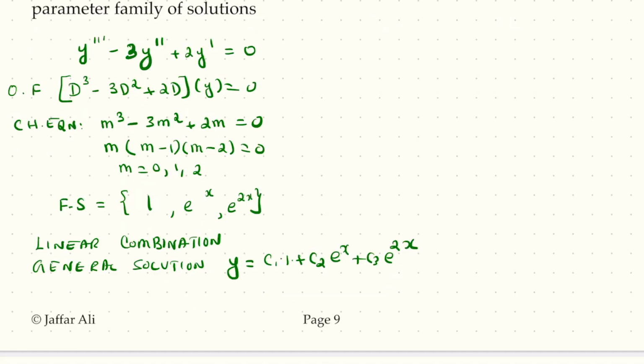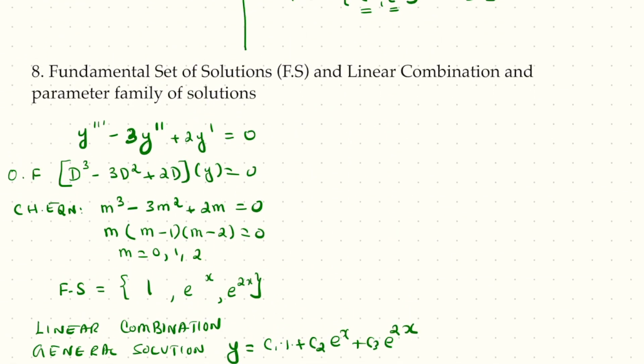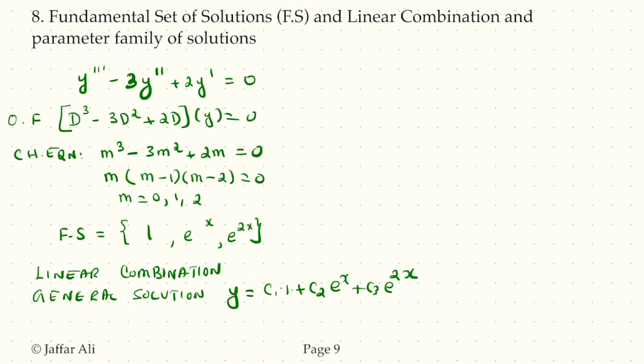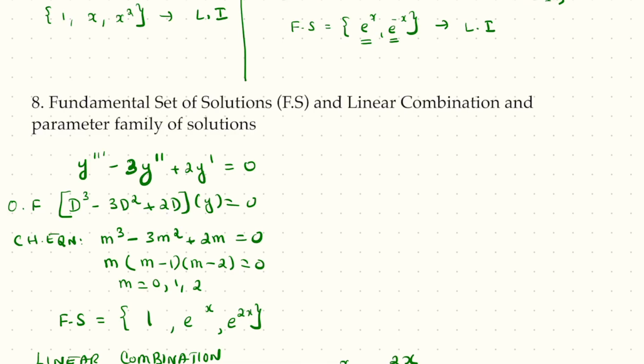All right, now let's take a look at how we solve non-homogeneous higher order linear differential equations with constant coefficients. But before I go there, I want to quickly say one thing that we might use later: how do we verify whether functions are linearly independent or not. It does not have to be just two functions; you can extend it to 3, 4, and so on. We can verify linear independence using what we call the Wronskian.